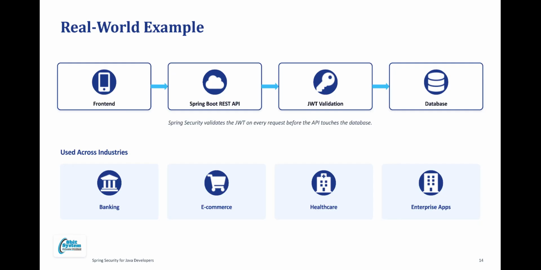Here's how it all comes together. A frontend calls a Spring Boot REST API. Spring Security validates the JWT on the request. Then the API reaches into the database. This exact pattern shows up everywhere. Banking, e-commerce, healthcare, and large enterprise systems all rely on this same layered approach.